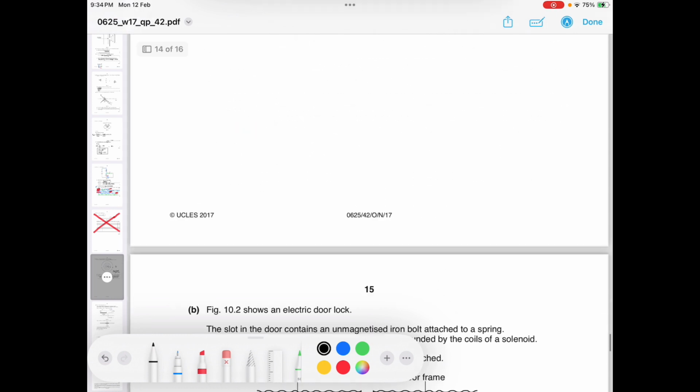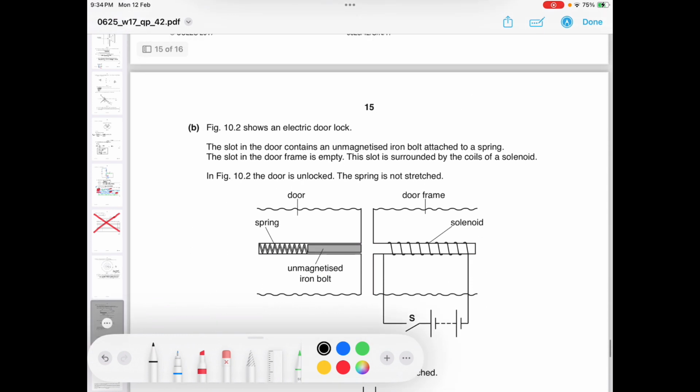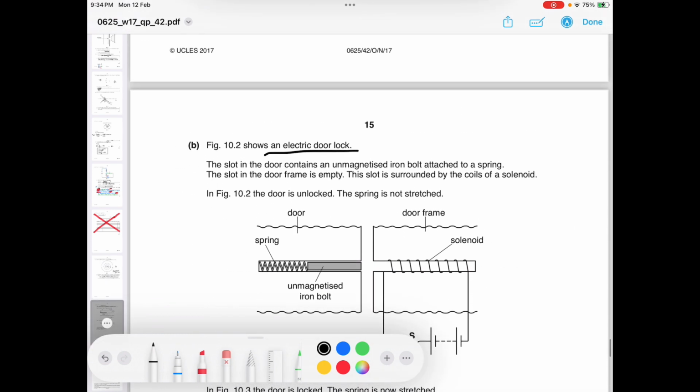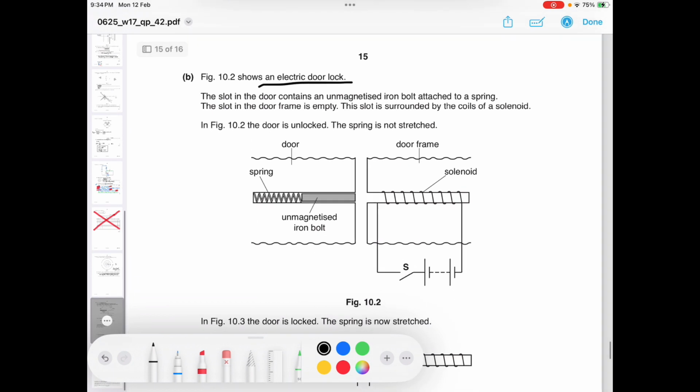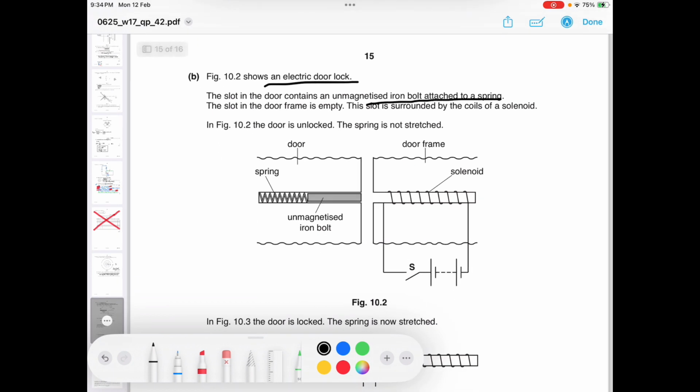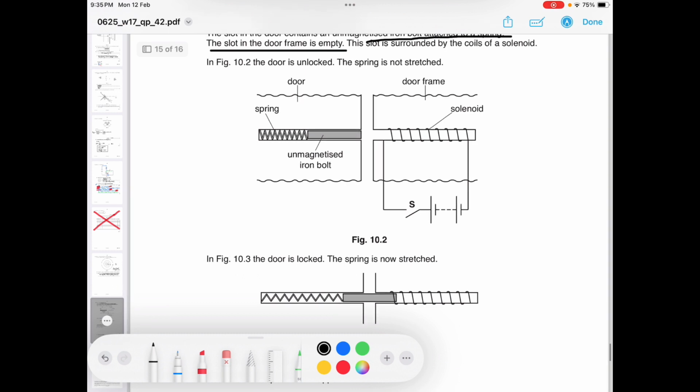Good. Next. Figure 10.2 shows an electric door lock. The slot in the door contains an unmagnetized iron bolt attached to a spring. The slot in the door frame is empty. The slot is surrounded by coils of a solenoid. In figure 10.2, the door is unlocked. The spring is not stretched.